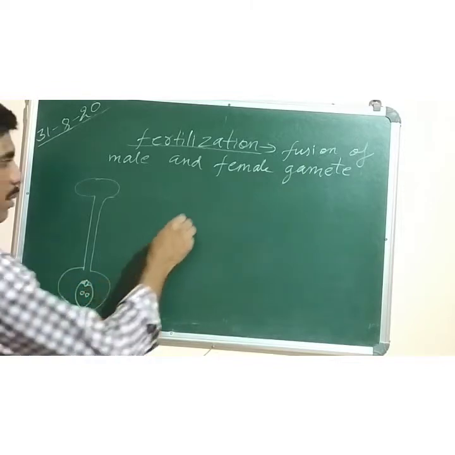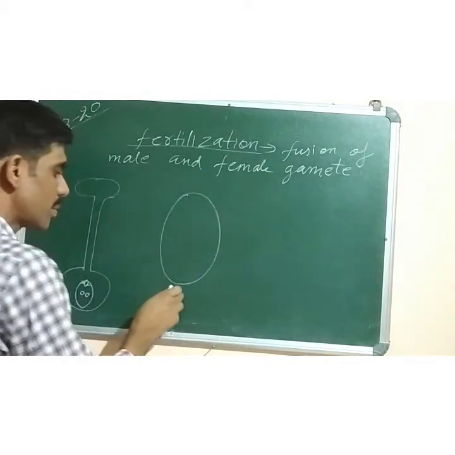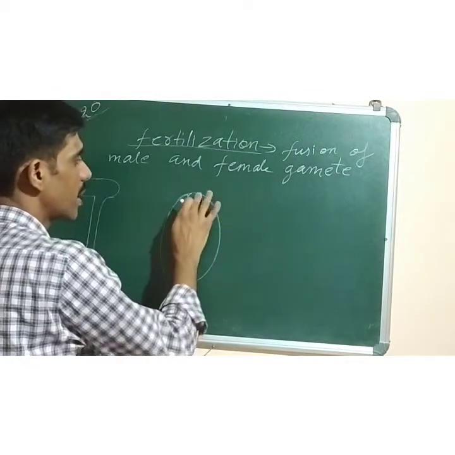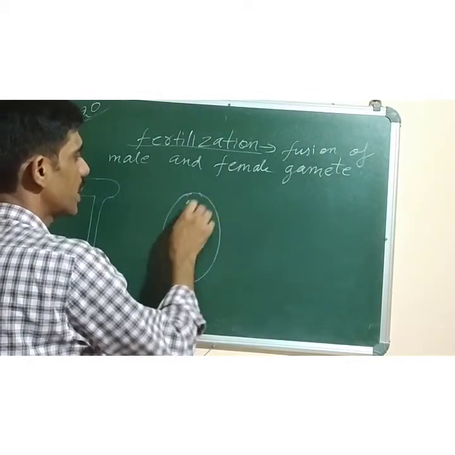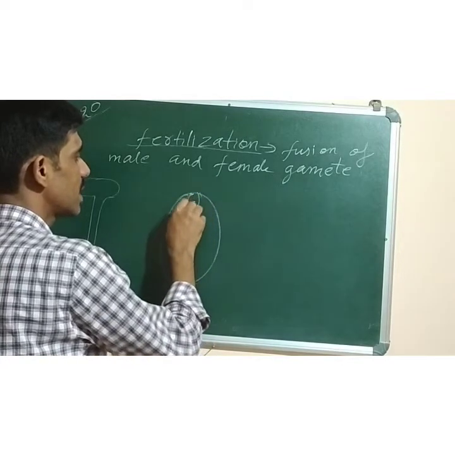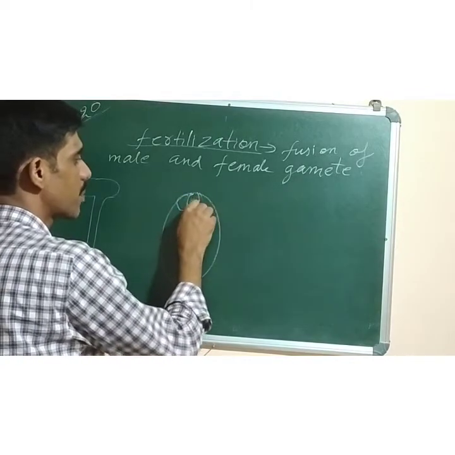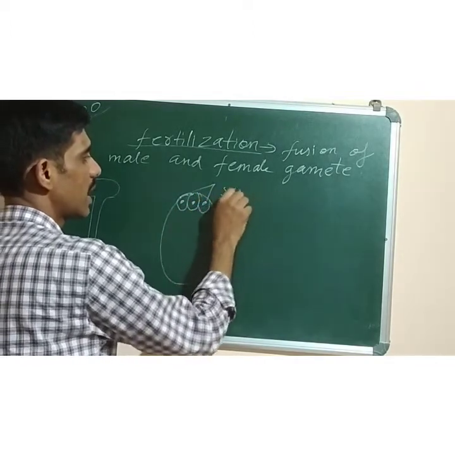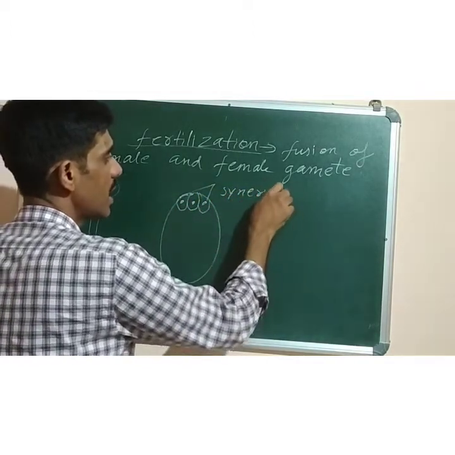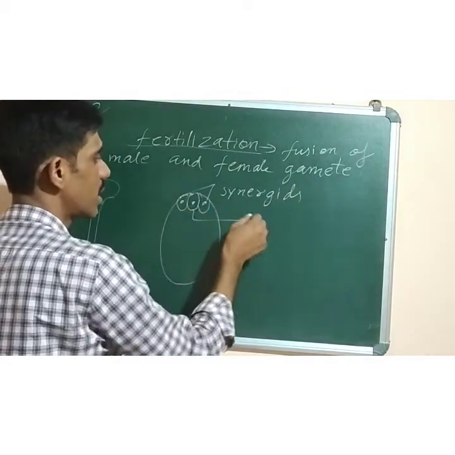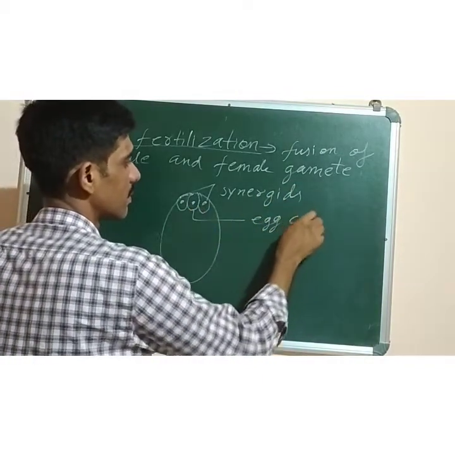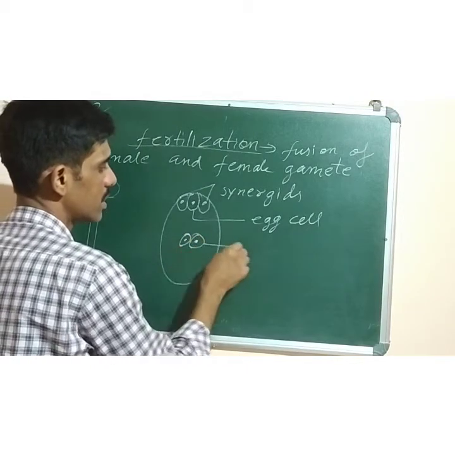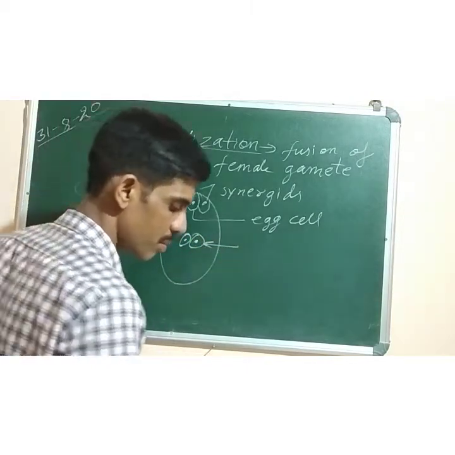I will draw this diagram bigger here. This is one of the embryo sac. Here we have the female egg cell, and these two cells which are present, they are called synergids. What are they called? Synergids. This one is called egg cell. In the middle we have this, called secondary nucleus or polar nuclei.